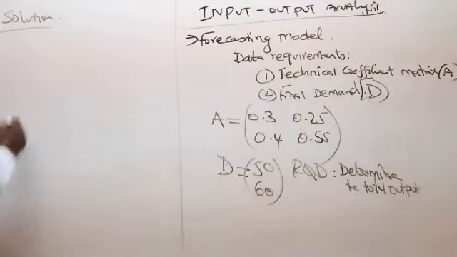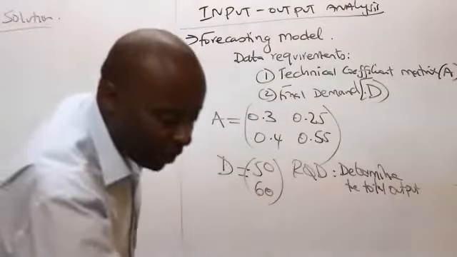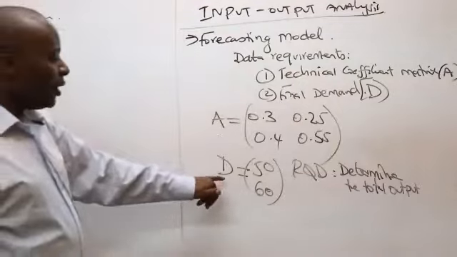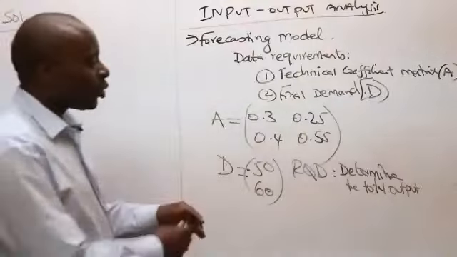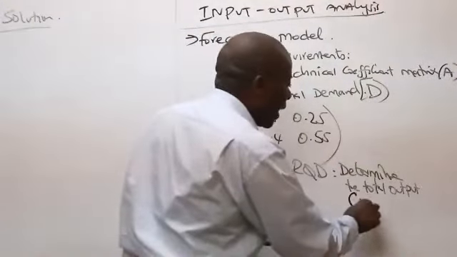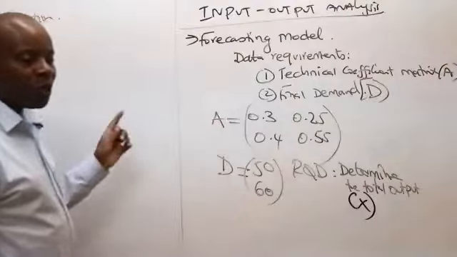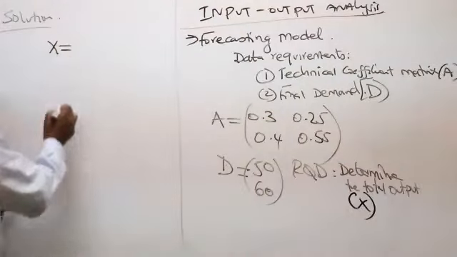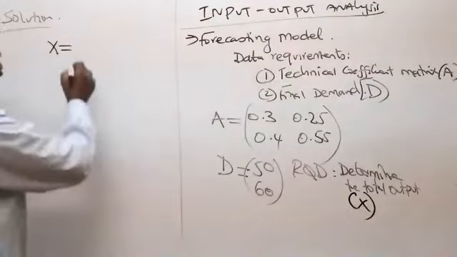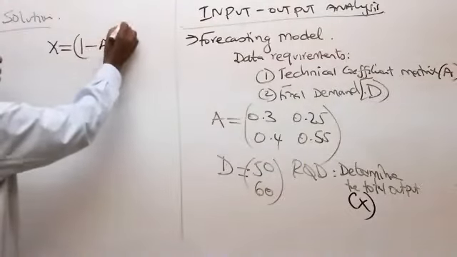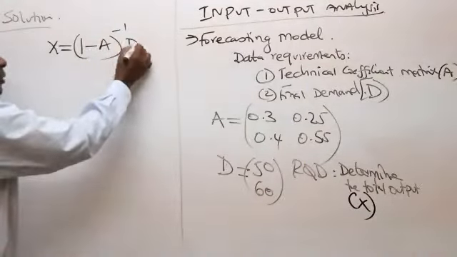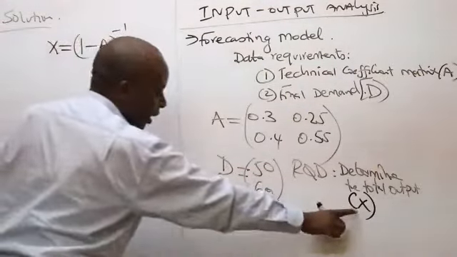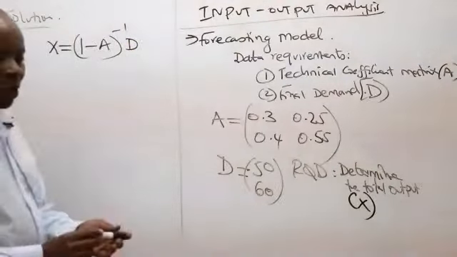Ladies and gentlemen, whenever you are given the technical coefficients matrix A and D, and they want you to calculate the total output, which is our unknown, X, this is what we shall be doing. To get our X, we take I minus A inverse multiplied by D. X is the total output.